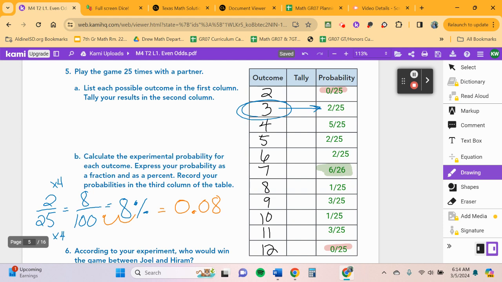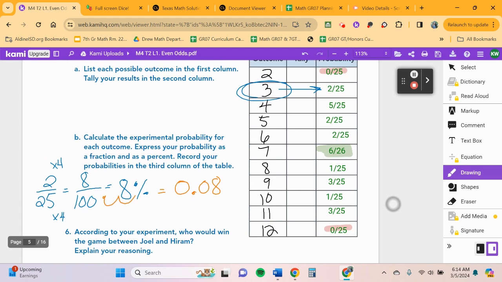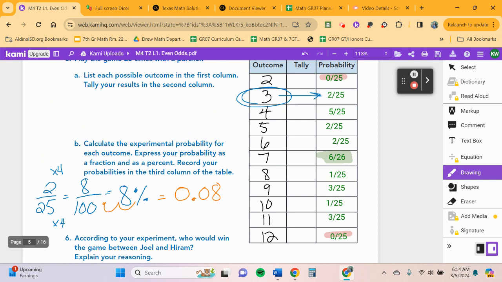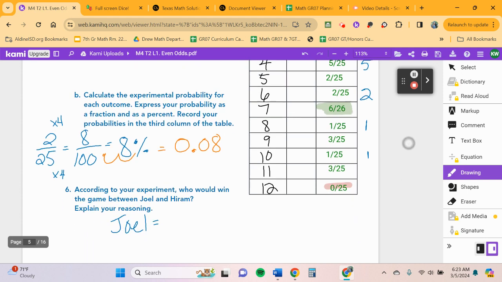All right, number 6. According to your experiment, who would win the game between Joel and Hiram? Explain your reasoning. So let's see. All of our evens and all of our odds, let's put them together. To calculate Joel's, I'm going to add up all of the times that the dice were rolled on an even number. So 0 for 2, 5 for 4, 6 2 times, 8 1 time, 10 1 time, 12 0. So 5, 6, 7, 8, 9 points for Joel.